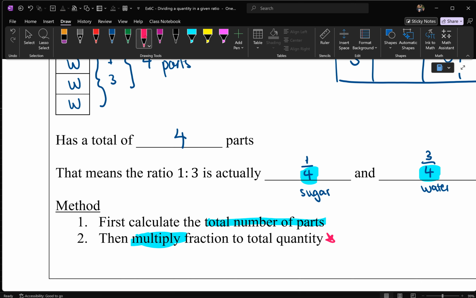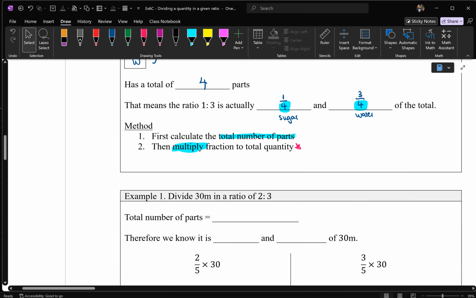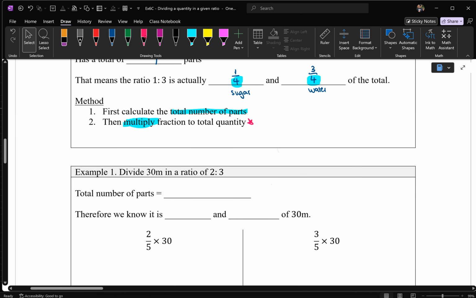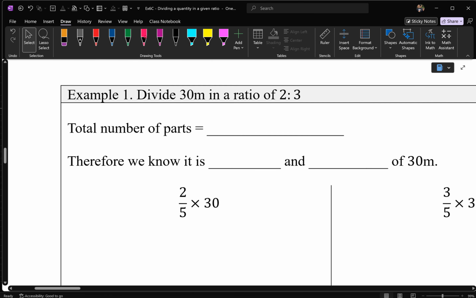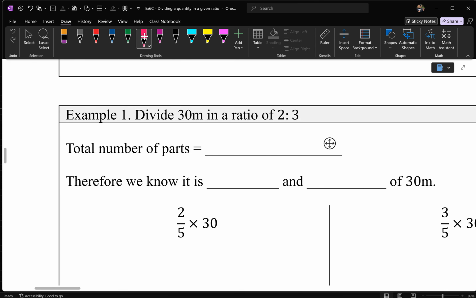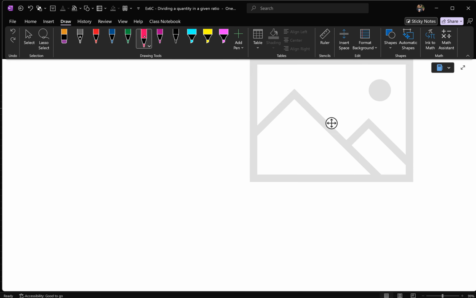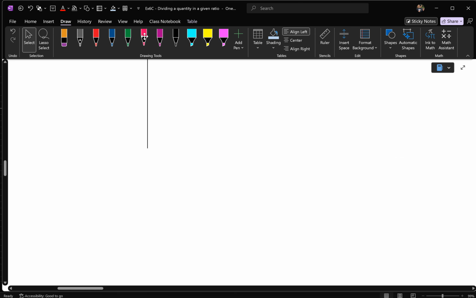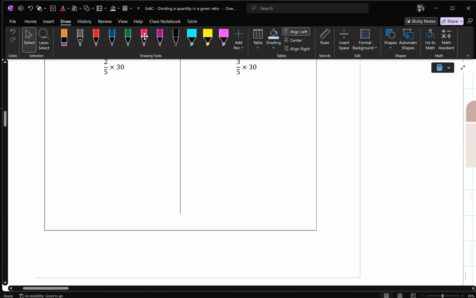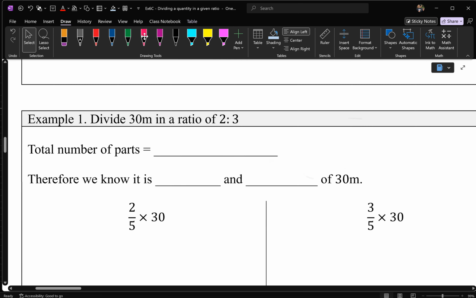So I'm going to show you. You can use a calculator as well, or you can do it by hand. But let's do this example here. There are only 2 steps to it. Here we go. Step number 1. In this example, you've got 30 meters, and what you want to do is divide it by the ratio of 2 to 3.